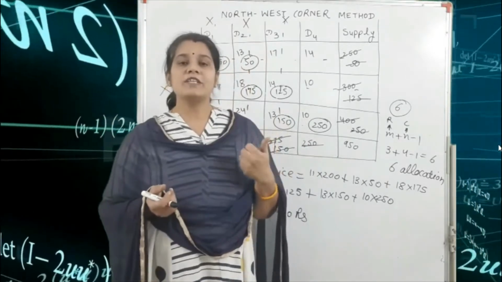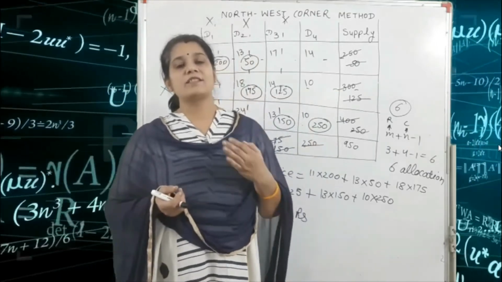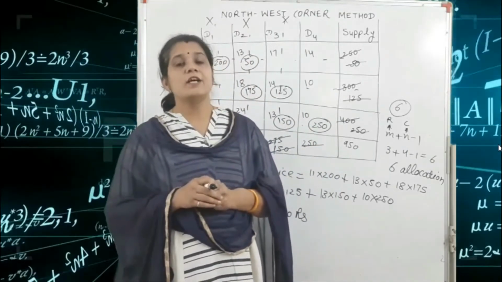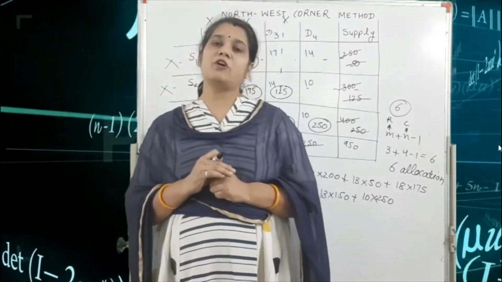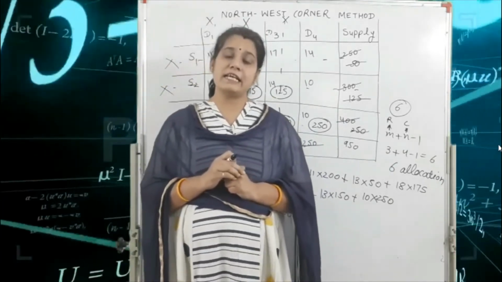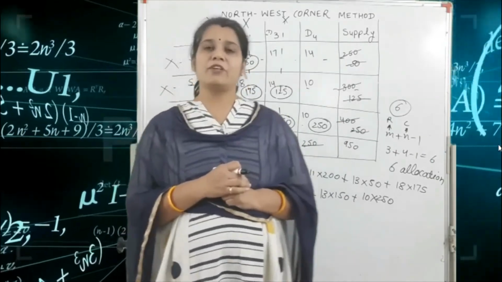So always first allocate with the help of the northwest corner, least cost, or Vogel's approximation method. Always try Vogel's approximation method, because your iterations are very few. With that, we find the optimum solution with the help of the modified method.